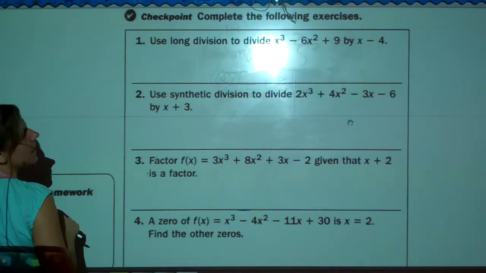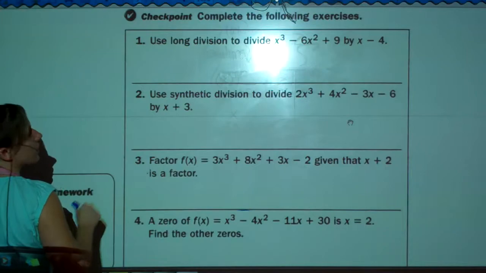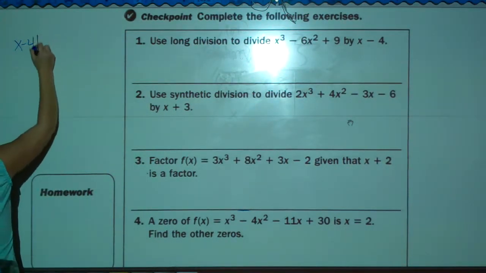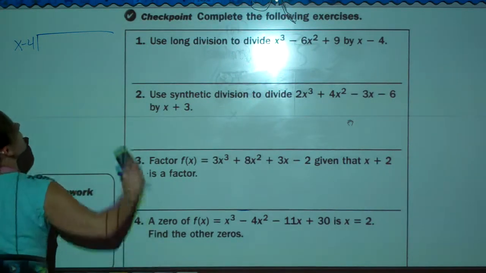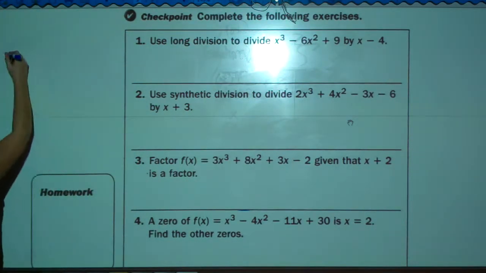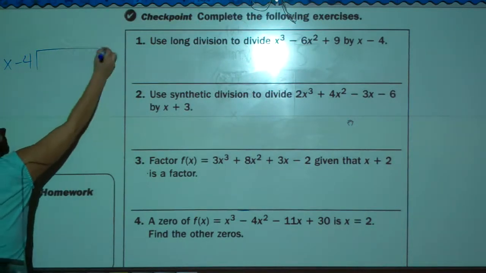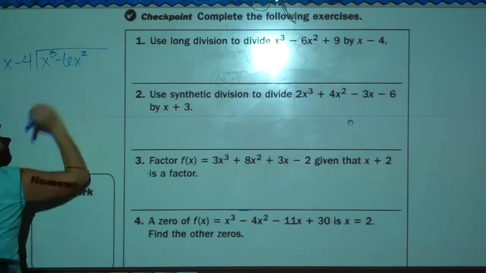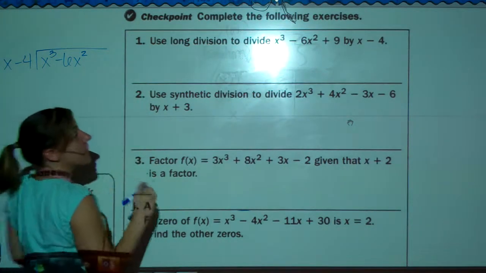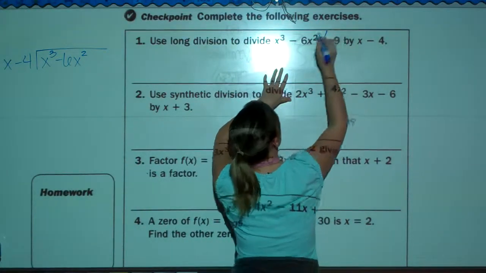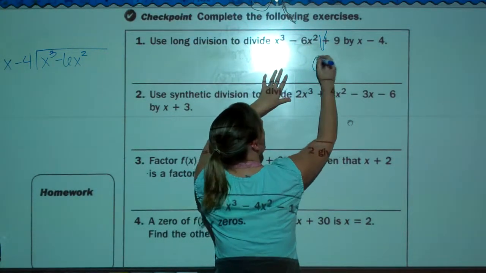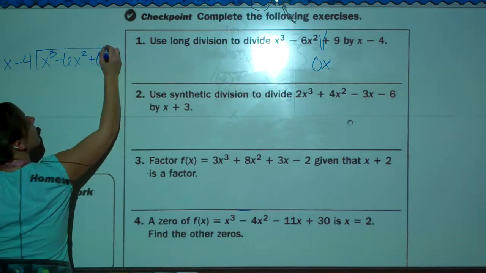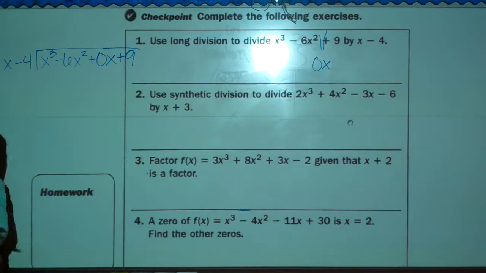So, trying to figure out how I can have more room up here. Okay, so minus 4. Let me make it a little bit shorter. Now, there is a term missing. It goes 3, 2. There should be an x here. Then it goes down to the constant. So I do need to include a 0x and then my 9, okay?